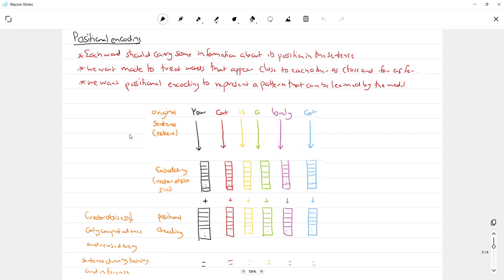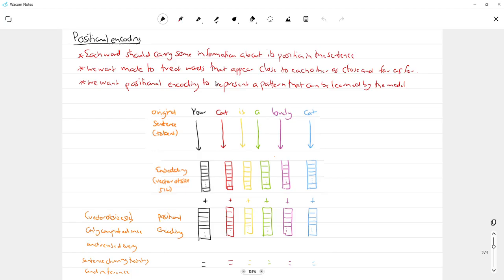So why do we need positional encoding? The need for positional encoding stems from three key requirements. First, each word should carry some information about its place in the sentence. That is, the model needs to know where a word sits relative to others to understand grammar, syntax, and overall meaning. The second, we want the model to treat words that appear close to each other as closer and far as far. That means the encoding should reflect proximity.